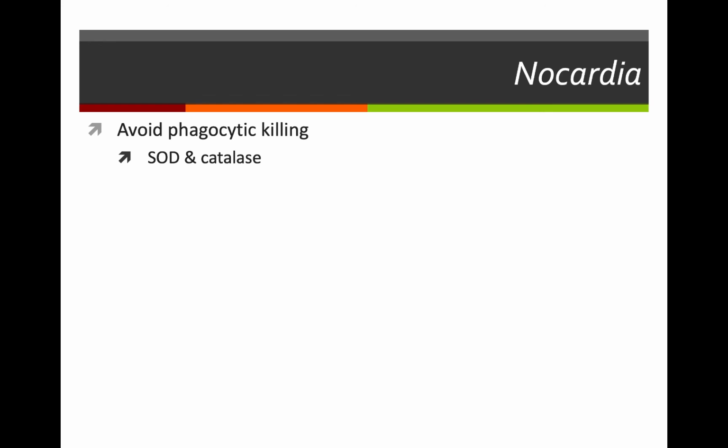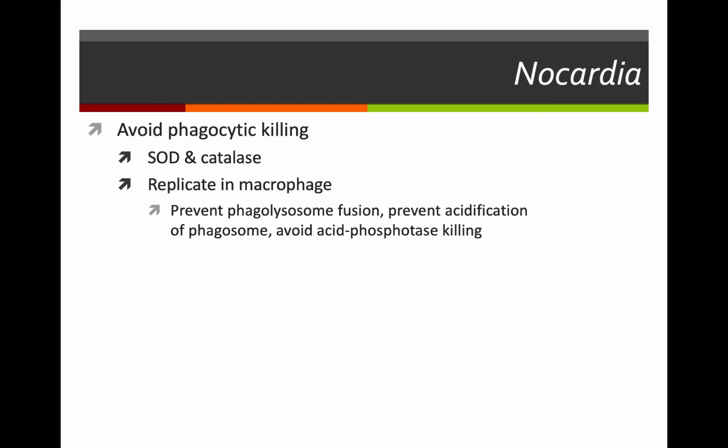They have catalase to deal with the hydrogen peroxide produced by the immune system. They replicate inside of macrophages, so they are very happy to be phagocytized. They can prevent fusion of the phagolysosome. So remember, they'll be engulfed.